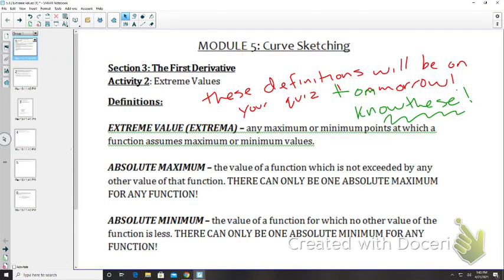Okay, so today we're doing extreme values, and before we start off with those, we have to go over some important definitions, and I will show you an example of this right away. First we have an extreme value. This is any max or minimum point at which a function assumes maximum or minimum values. We have absolute maximums, absolute minimums, and we also have a relative maximum or a relative minimum.